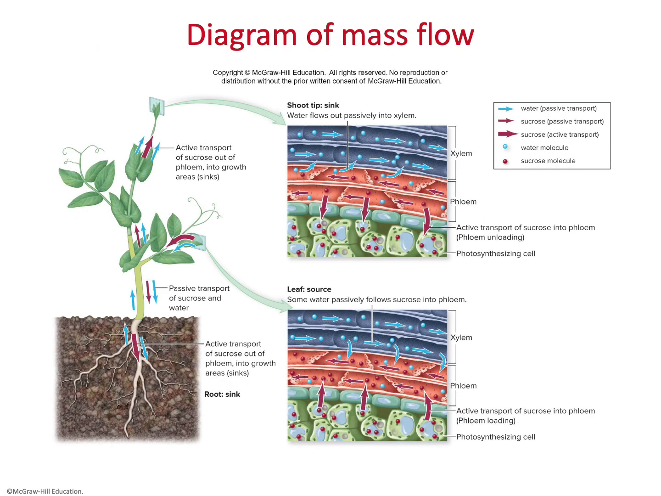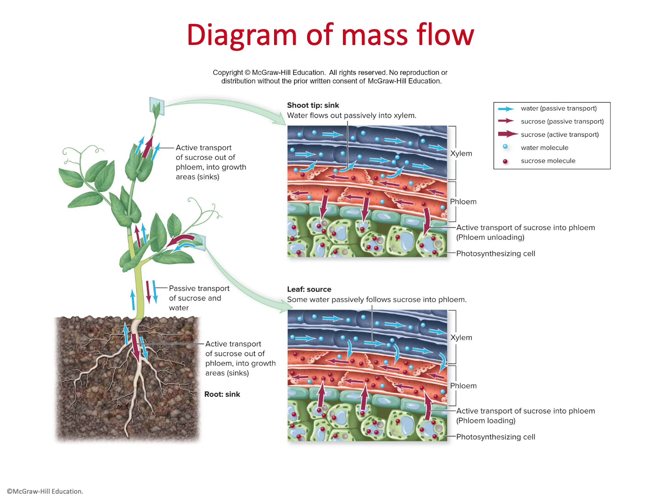Here is a diagram of the mass flow of phloem. It is bidirectional, as you can see from the arrows going both ways. At the shoot tip, the sink, the water flows out passively into the xylem, and the sucrose is given out at the shoot. That is why it is a sink: the sucrose is actively transported out, turgor pressure drops, and water moves out.